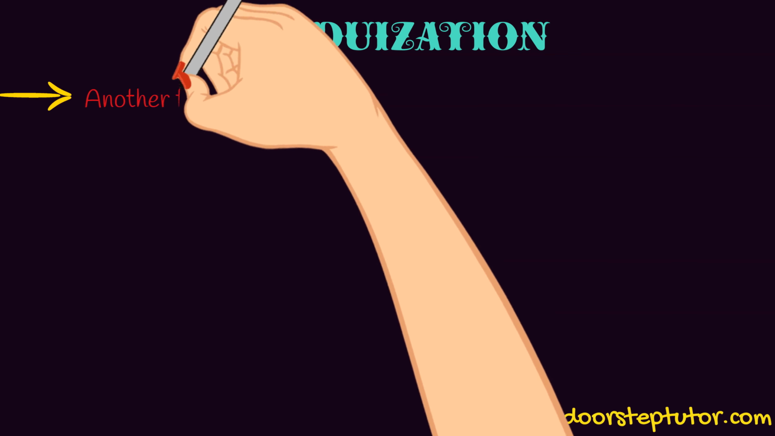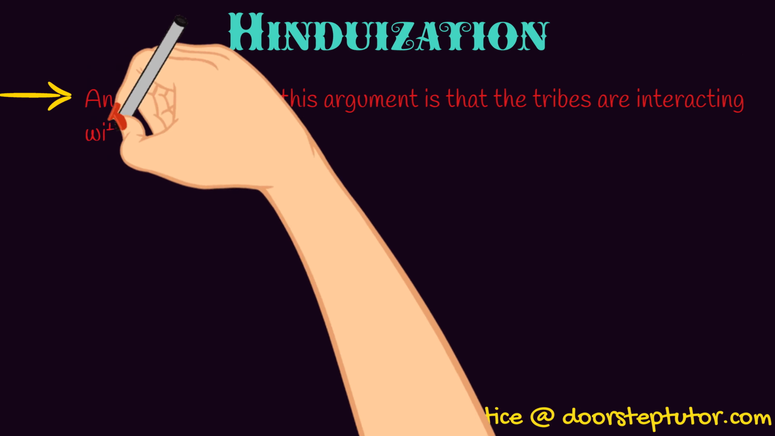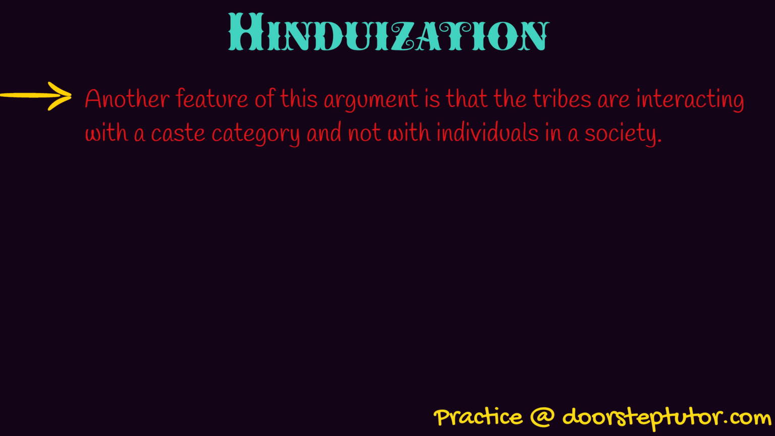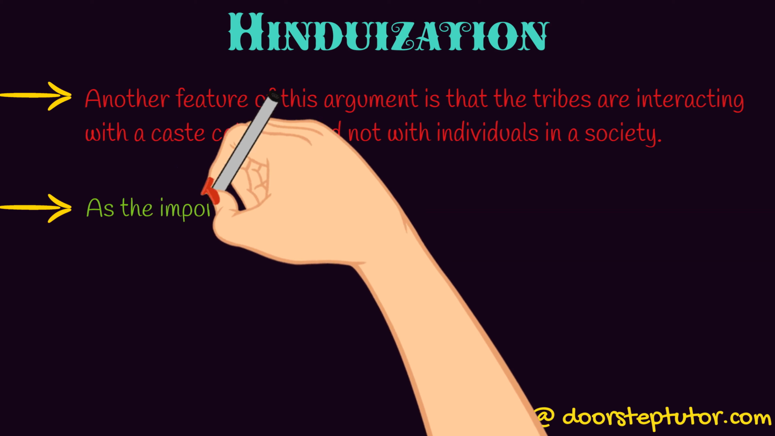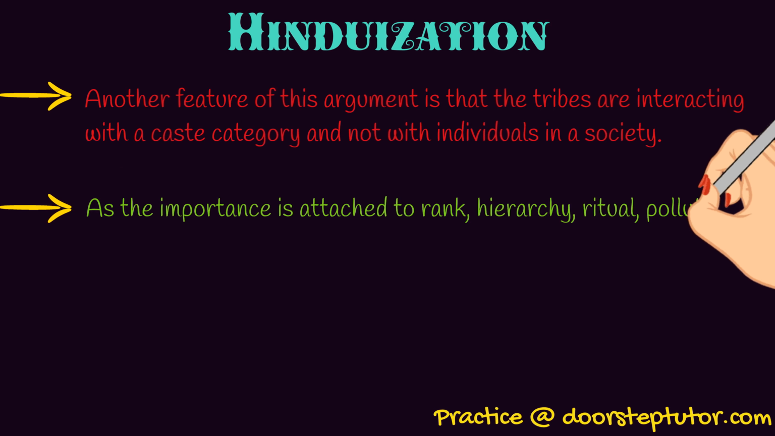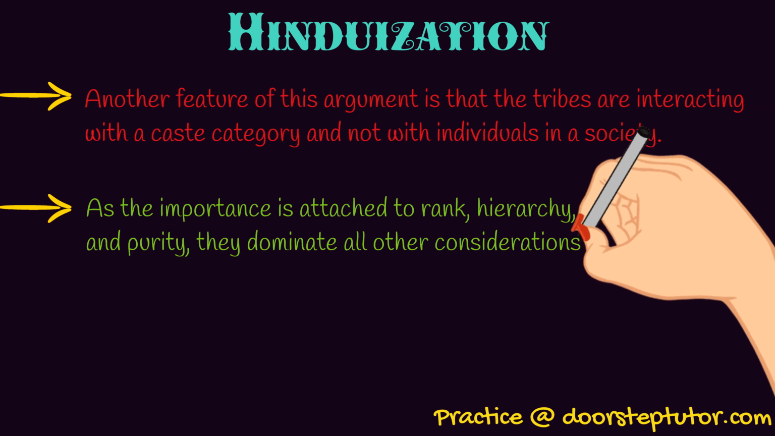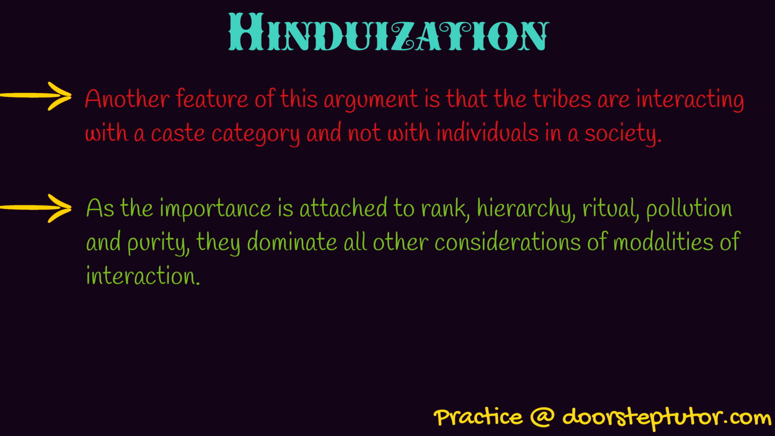Another feature of this argument is that tribes are interacting with the caste category and not with the individuals in the society, because they do not want to become a part of the civilization, a part of the mainstream economy. They want to be recognized as a caste in themselves. This is because caste is attached to rank, hierarchy, ritual, pollution and purity, etc. Therefore, this dominates all other considerations of modalities of interaction. Therefore, they were not interested in interacting or becoming like someone. They wanted to gain identity and a rank and hierarchy in the society.